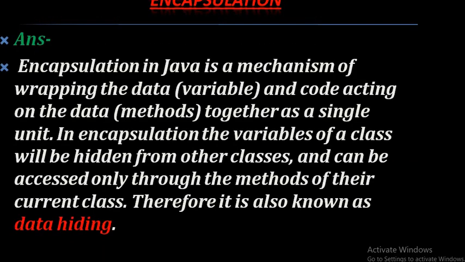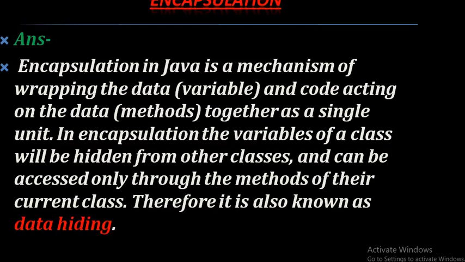Another object-oriented concept is encapsulation. So what is encapsulation? Encapsulation in Java is a mechanism of wrapping the data or the variables and the code, that is the methods acting on the data, together as a single unit. The data and the methods wrapped together in a single unit is called abstraction in encapsulation. In encapsulation, the variables of a class will be hidden from the other classes. So in encapsulation, the variables are private variables. These are hidden from the other classes.